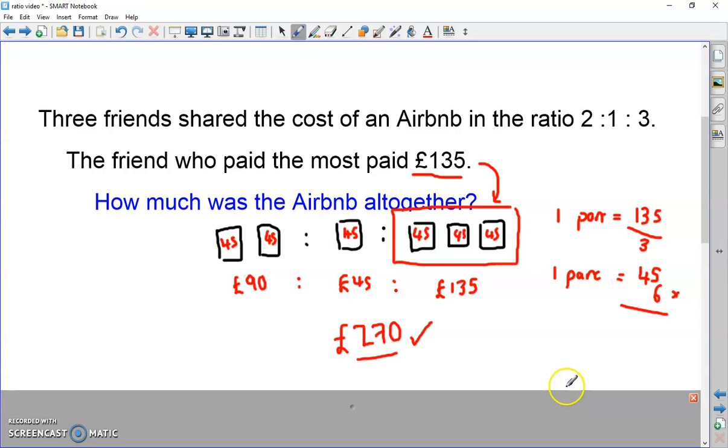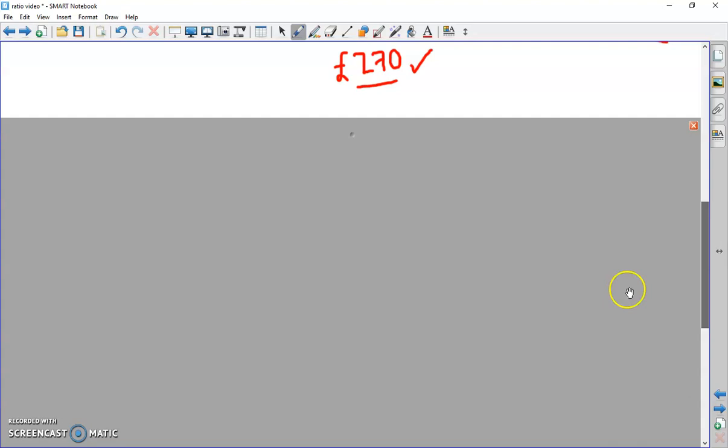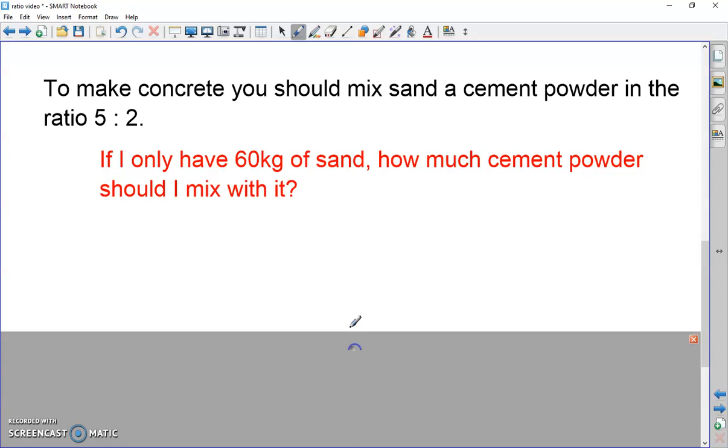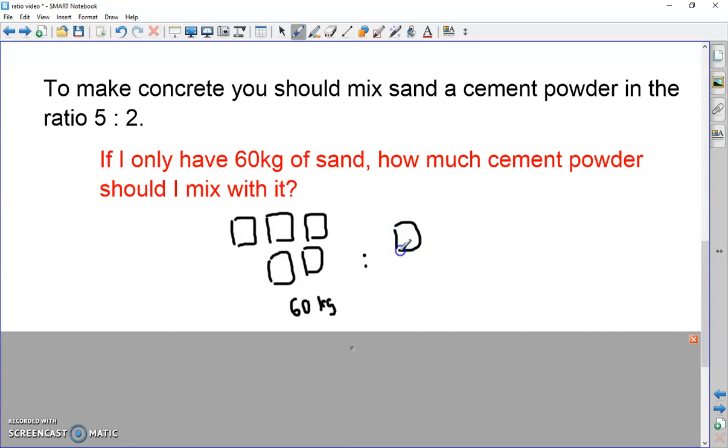And then the last one of these then, we've got sand and cement being mixed. The ratio is 5 to 2. So 60 is the 5 parts. Work out the 2. 60 divided by 5 is 12. 12 and 12 makes 24. And that is ratio done.